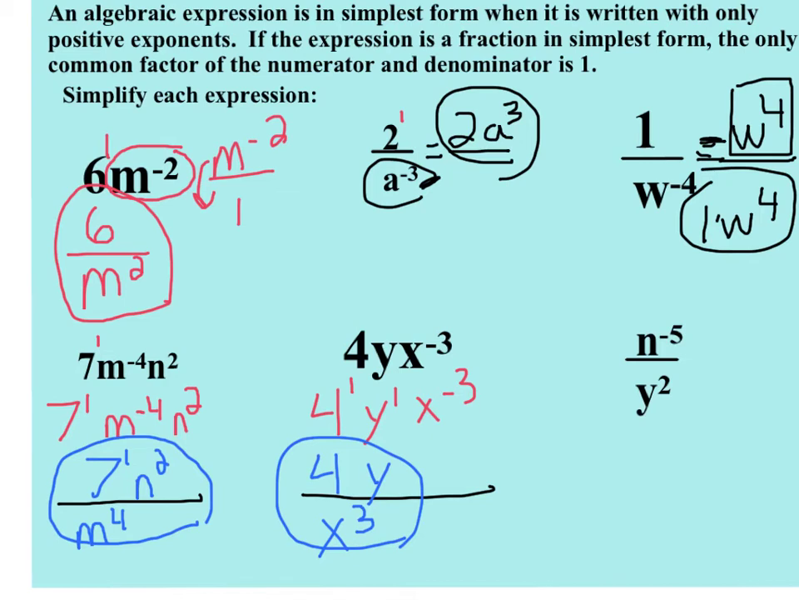Alright, what happens if we have a negative on top? Well, here's what happens. The n to the negative 5 power is going to go down below and join the y squared. So the y squared stays where it is because it has a good attitude, but the n to the 5th power will join it because it did have a bad attitude.